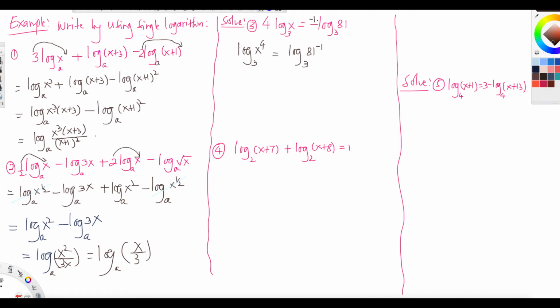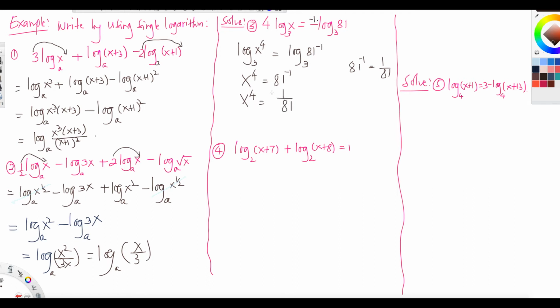You can think of it like cancelling this log and that log, but actually what happens is if log x equals log y with the same base, then you can write x equals y. So basically you can write this implies x to the 4th equals 81 to the -1. But what is 81 to the -1? 81 to the -1 is the same as 1 over 81, right? So it is x to the 4 equals 1 over 81.